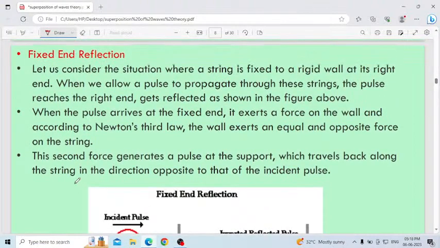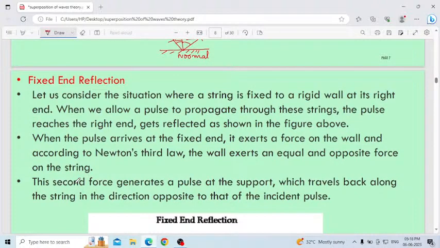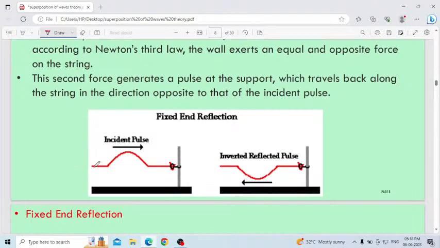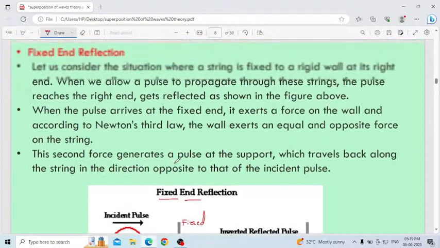Let us consider what is meant by fixed end reflection. In the case of sound waves we have two types of reflection, fixed end reflection and free end reflection. Let us move to the first one, fixed end reflection. The name itself indicates that one end is fixed. Consider here, this is the incident pulse, and this is the fixed end. This end will not move at all. The end is fixed, therefore the name fixed end reflection.